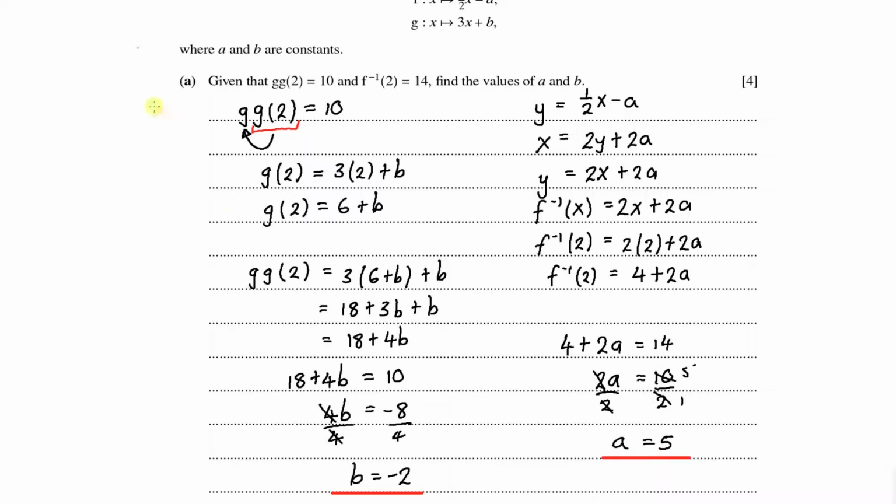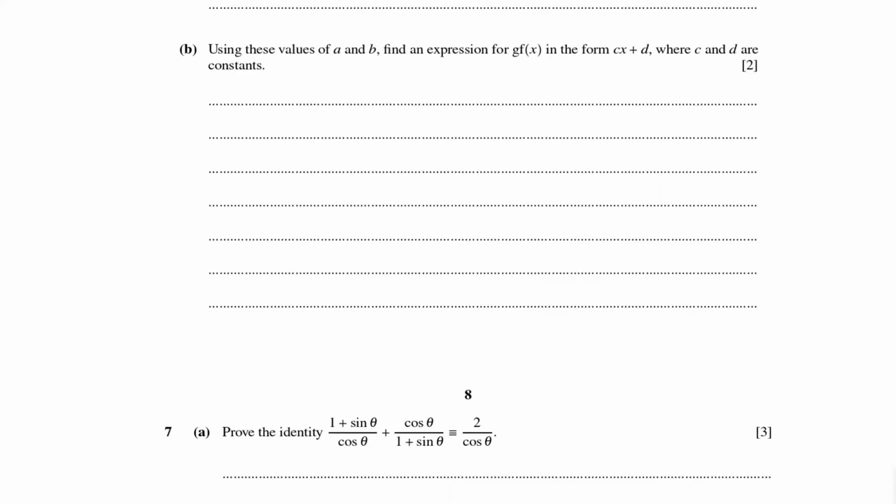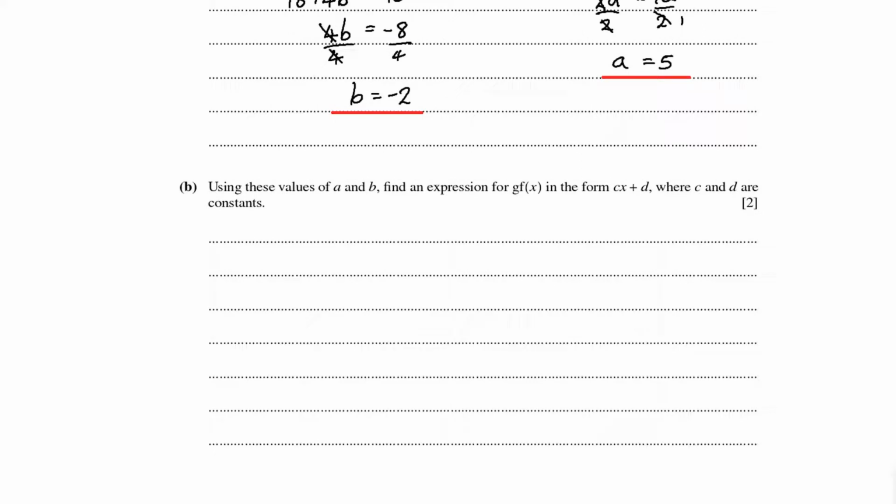So we now have our solutions. a is 5 and b is equal to minus 2. So we're done with part A. Let's now go on to part B. It goes, using these values of a and b, find an expression for g of f of x in the form cx plus d, where c and d are constants.